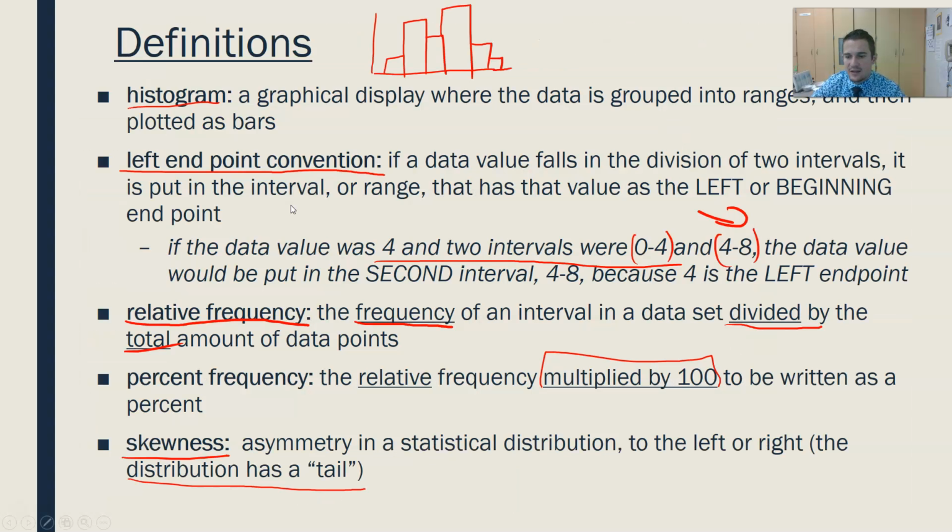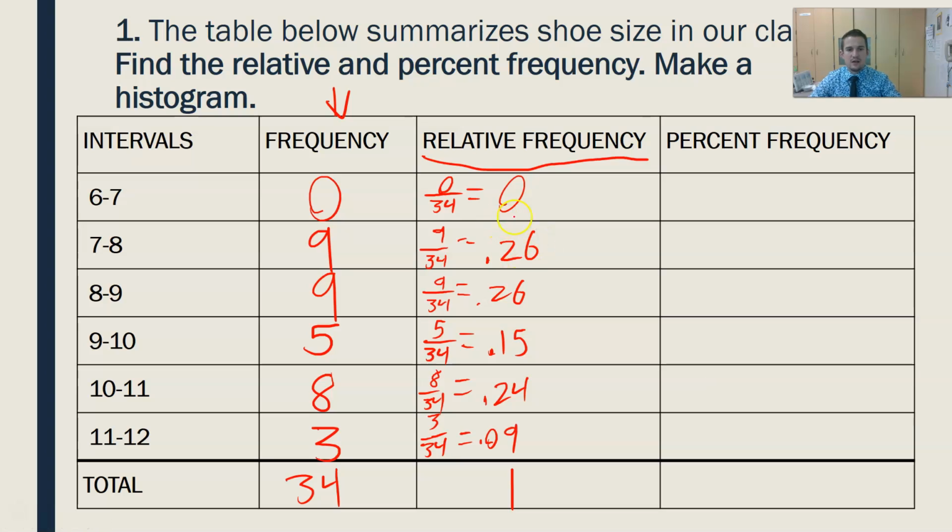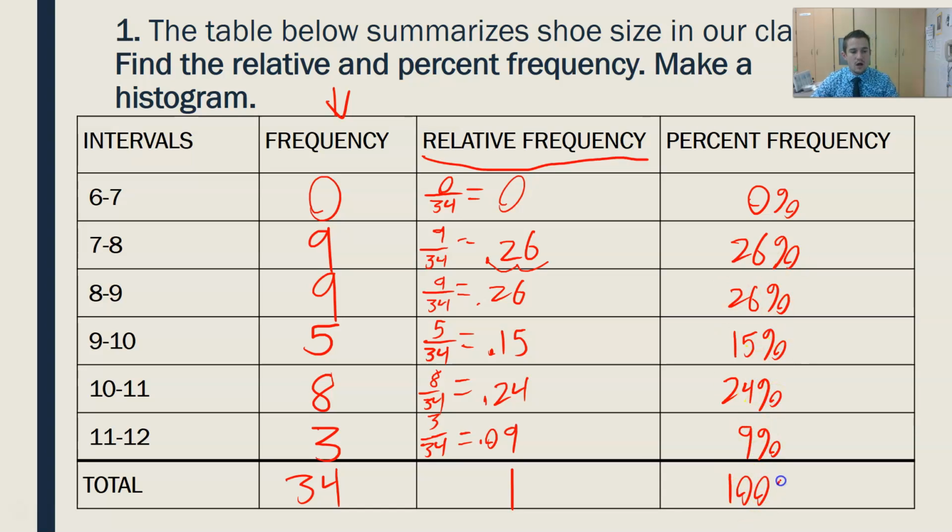If I go back here, my percent frequency is the relative frequency multiplied by 100, so it can be written as a percentage. So on here, if I multiply each of these by 100, 0 times 100 is still 0. 0.26 times 100, if I move that decimal place over 2 spots, I get 26%, 26%, 15%, 24%, 9%, and hopefully that will all add up to 100%.